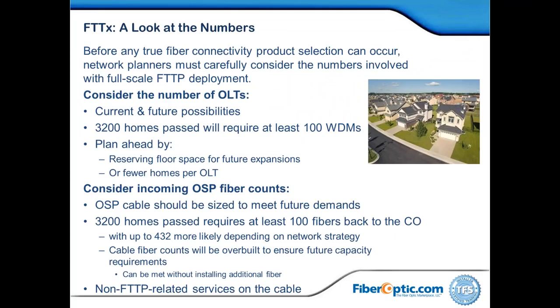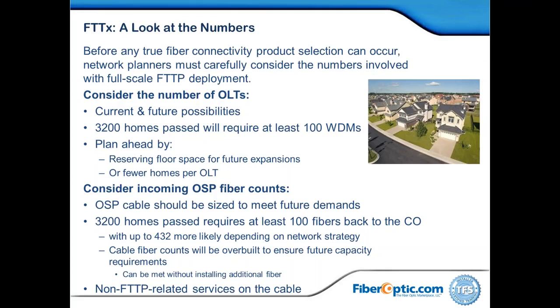So here we go. If you look at the numbers, you consider the number of optical line terminators. So current and future possibilities, 3,200 homes passed would require at least 100 WDMs. So you plan ahead, either floor space back at the central office, or you put fewer homes per optical line terminal. Then you consider incoming fiber count. So outside plant cable would be sized to meet those demands.